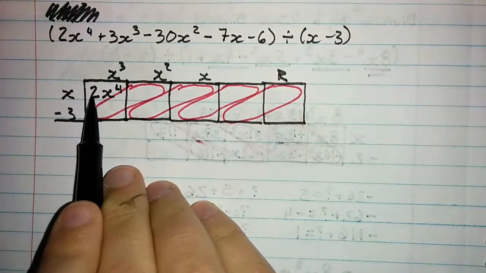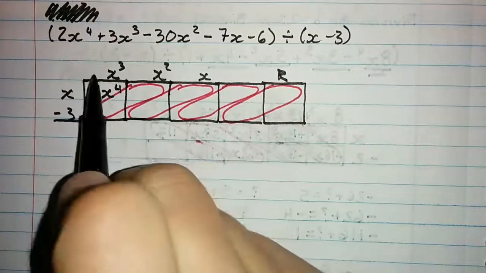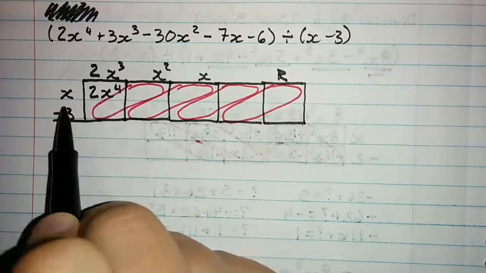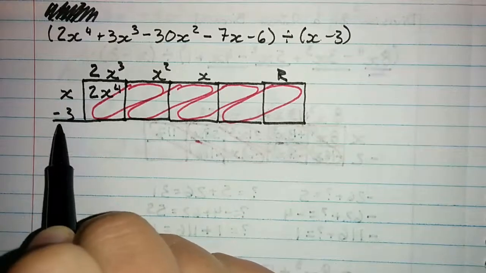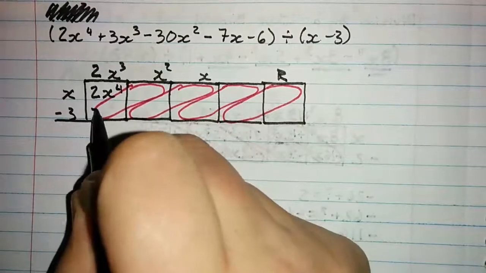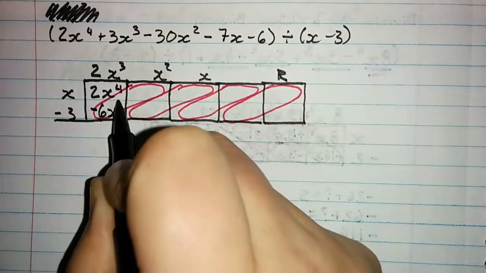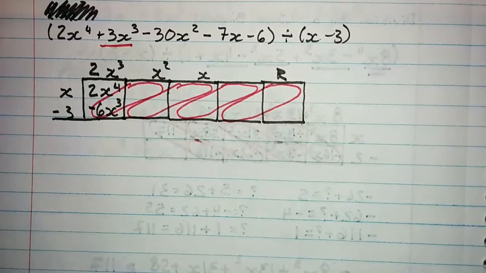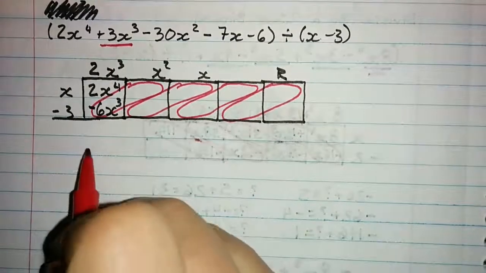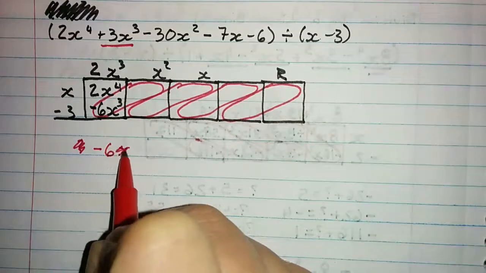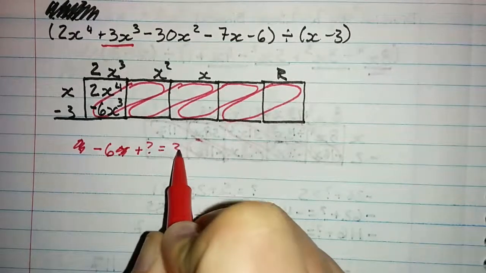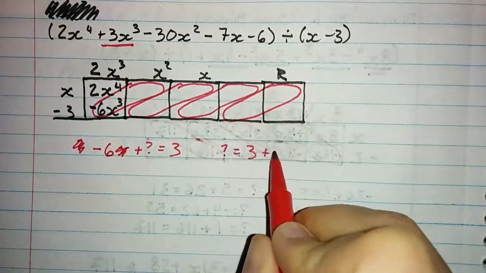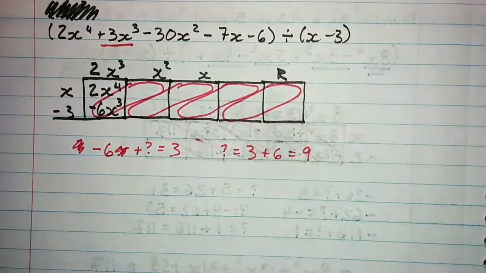All right, x times what to the x cubed gives me 2x to the 4th? Well, it's going to have to be 2x cubed. Then I'll have 2x cubed times negative 3. That'll be negative 6x cubed. I want my x cubed term to end up as positive 3x cubed. Negative 6 plus what gives me 3? Well, 3 plus 6 is 9.